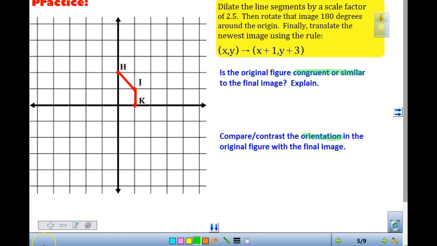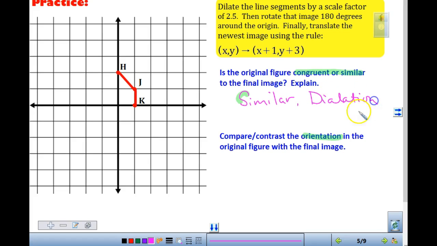So what did you guys figure out, Ellie? First one, congruent or similar? Similar. So if we're looking at that first one, your reason for saying similar, Sophie, would be what? Because we're dilating it, so the size is changing. Dilation, 2.5. It's bigger, right?